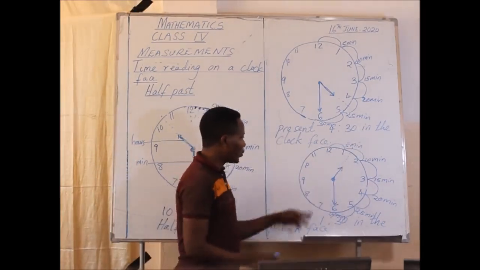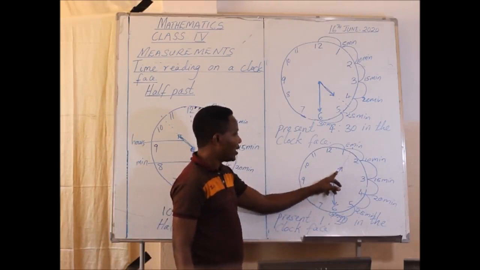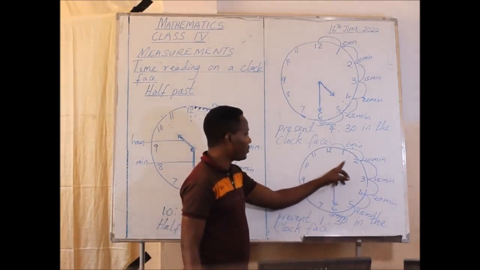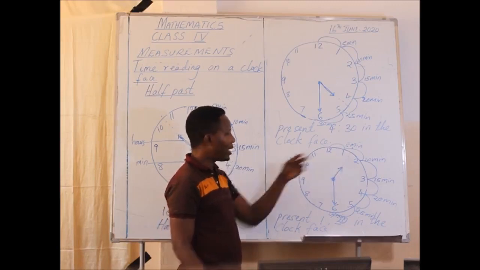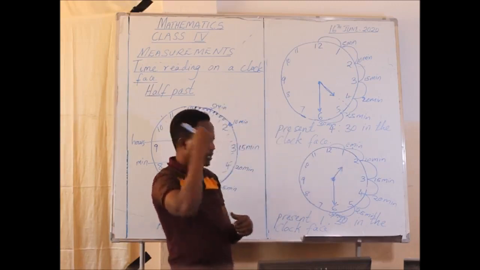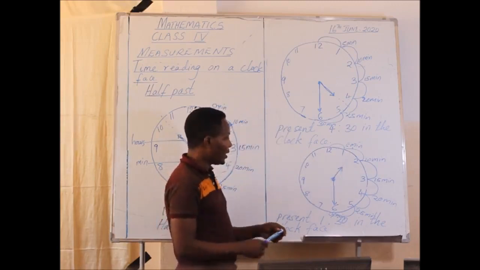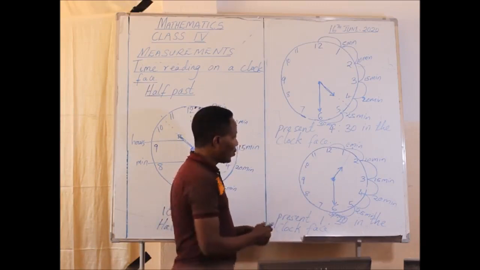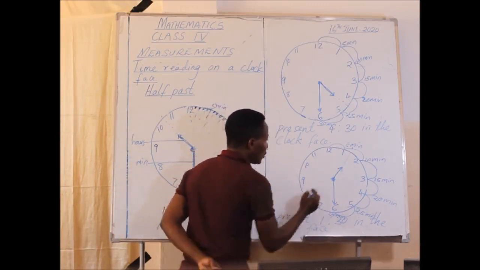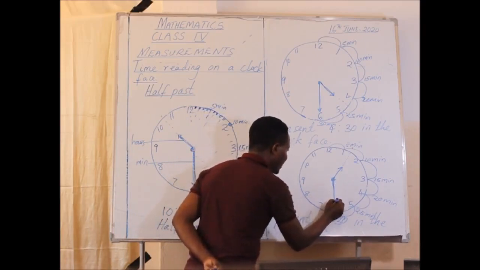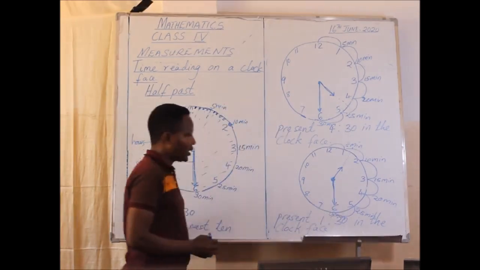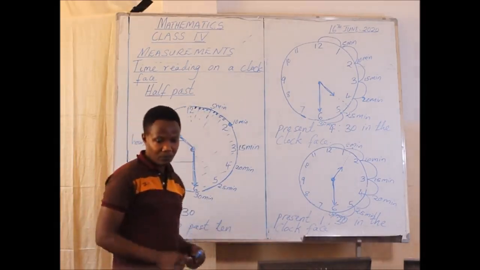Because between 1 and 2, the previous time is going to be 1. The time behind it is 1, the time which has already passed with 30 minutes. So that is how to present 1:30 in a clock face.